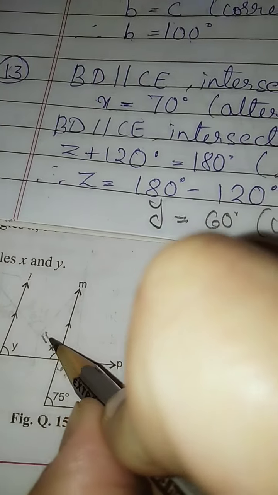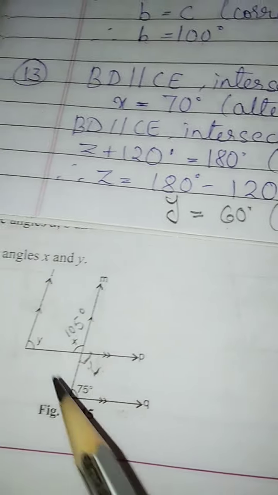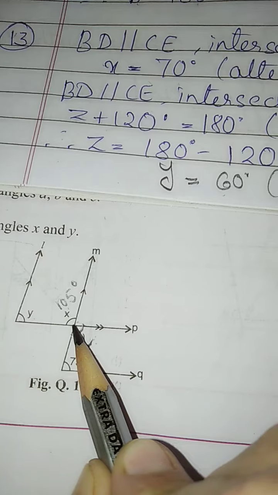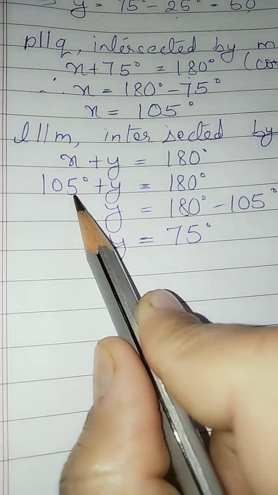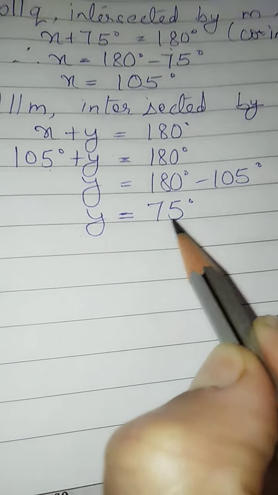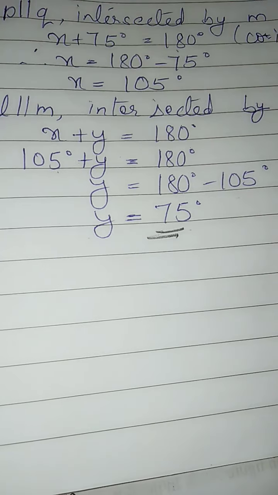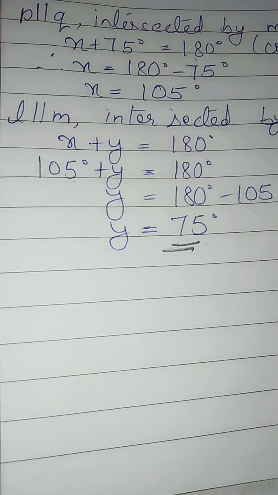Now if this x is 105, then similarly this x will also be 105. Now what can you say about y and x? This y and x are co-interior angles, so again they will be supplementary. So x plus y is 180, we put the value of x, subtract, and you will get y as 75 degrees. This is how we complete the exercise. Now you complete your work in your notebooks. Thank you.